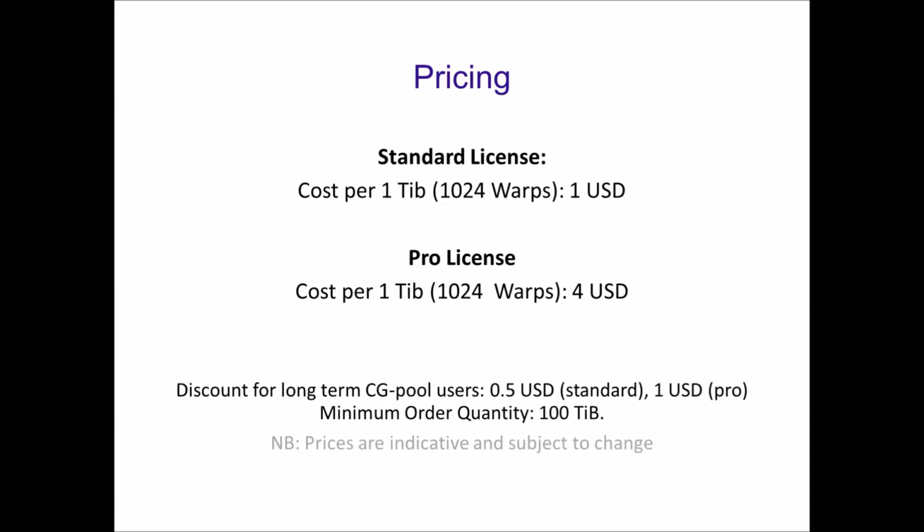Pricing. Standard license, cost per TB, $1 standard. Pro license, cost per TB, $4 Pro. There will be a discount available for long-term CG pool users, 50 cents on the standard, $1 on the Pro. Minimum order quantity is 100 TB.